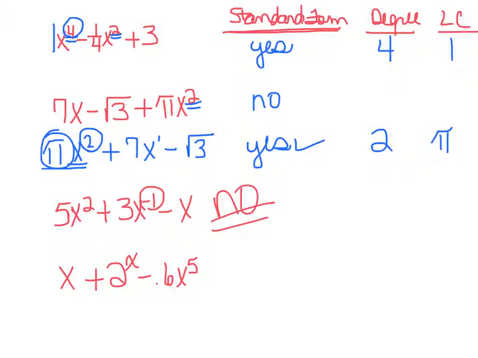Our last example for this page is x plus 2 raised to the x minus 0.6 x to the 5th. Is this a polynomial function? The answer to that is no, because we have x as an exponent, and we don't know what that is. That could be a whole number, but we don't know that it will be. So therefore, this cannot be a polynomial function, so we don't need to go any further with it.